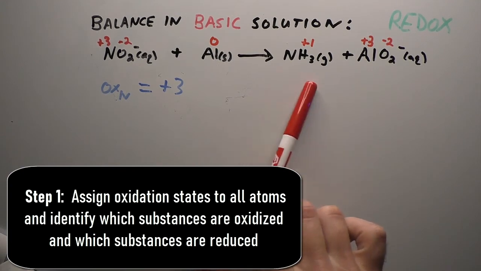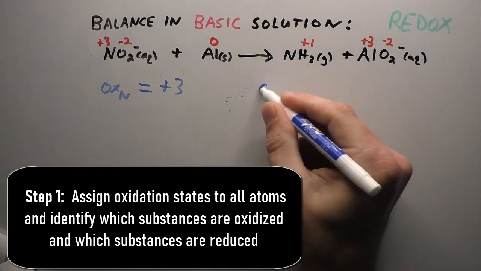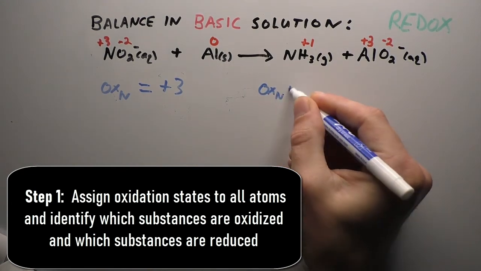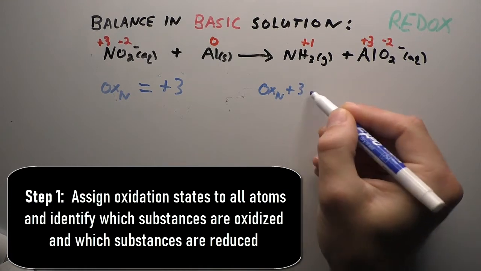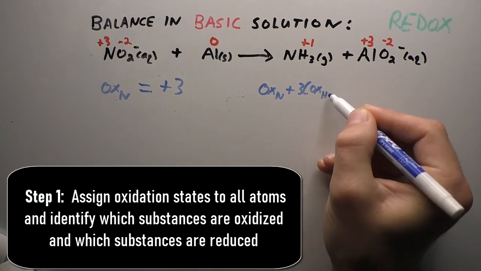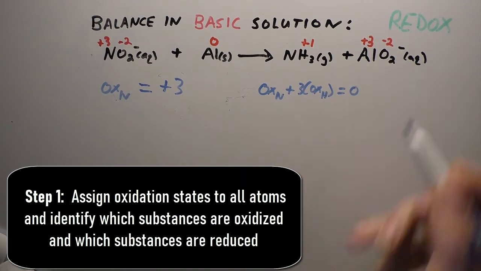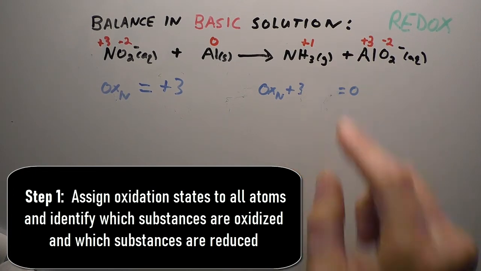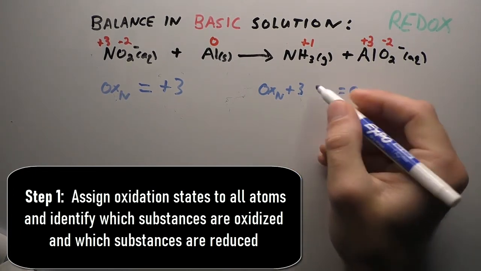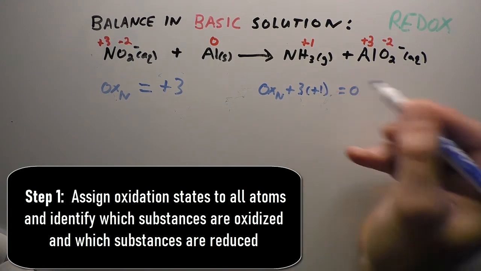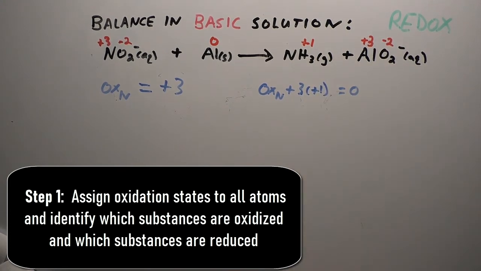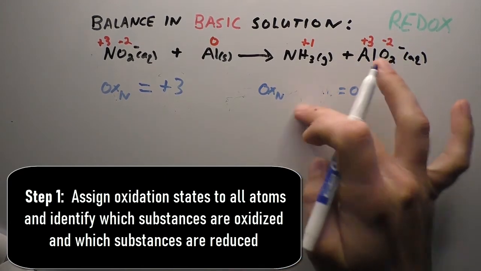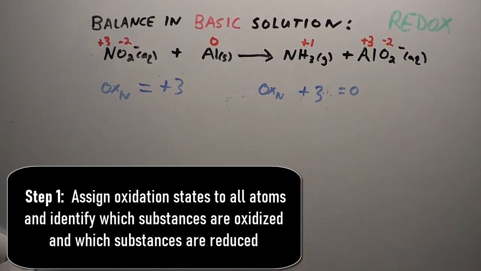In this case, we have a neutral NH3 molecule, so the charge is 0. So we have the oxidation state of nitrogen plus 3, because there's 3 hydrogens, times the oxidation state of hydrogen is equal to 0, right? And if we substitute plus 1 in place of the oxidation state of hydrogen, we'll get 3 times plus 1. And then simplifying it down further gives the oxidation state of nitrogen plus 3 is equal to 0.